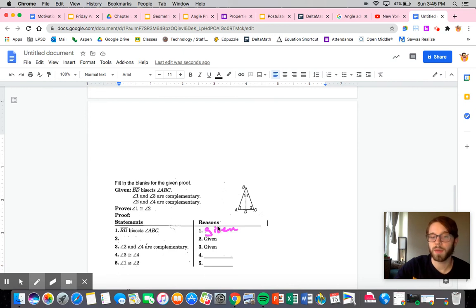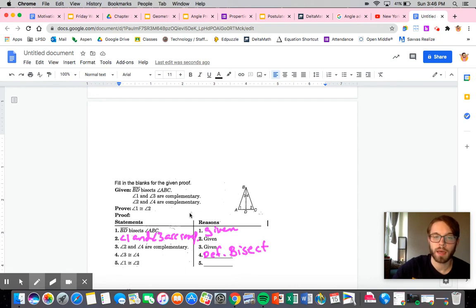So we have 3 pieces of information that are given, 1, 2, 3. So obviously this blank here is going to be that angle 1 and angle 3 are complementary. I'm just going to write com. All right. So why are we able to say that angles 3 and 4 are congruent? Well, what do we know about bisecting? Bisecting just cuts an angle in half. So that means if they're cut in half, they're congruent, right? So that's going to end up being the definition of bisect.